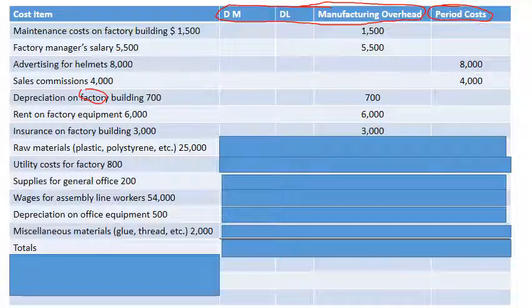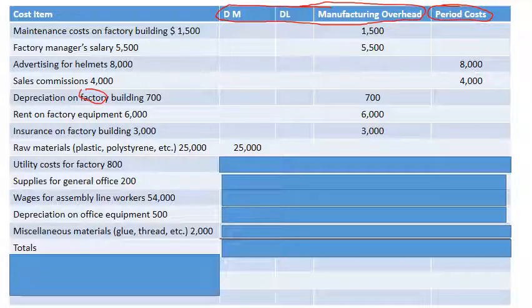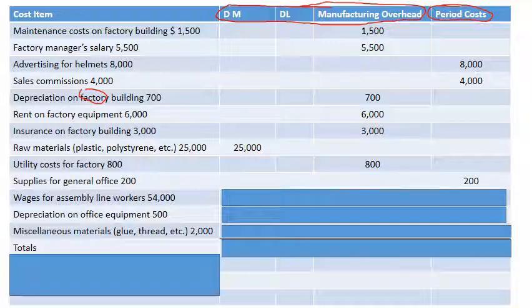Raw materials, those you can tie to a specific unit, so those will be direct material. Utility costs for the factory, because they're for the factory, they're a product cost, but they're not a direct unit, so they'll be overhead. Supplies for the general office, that's going to be a period cost because it doesn't have to do directly with the factory.